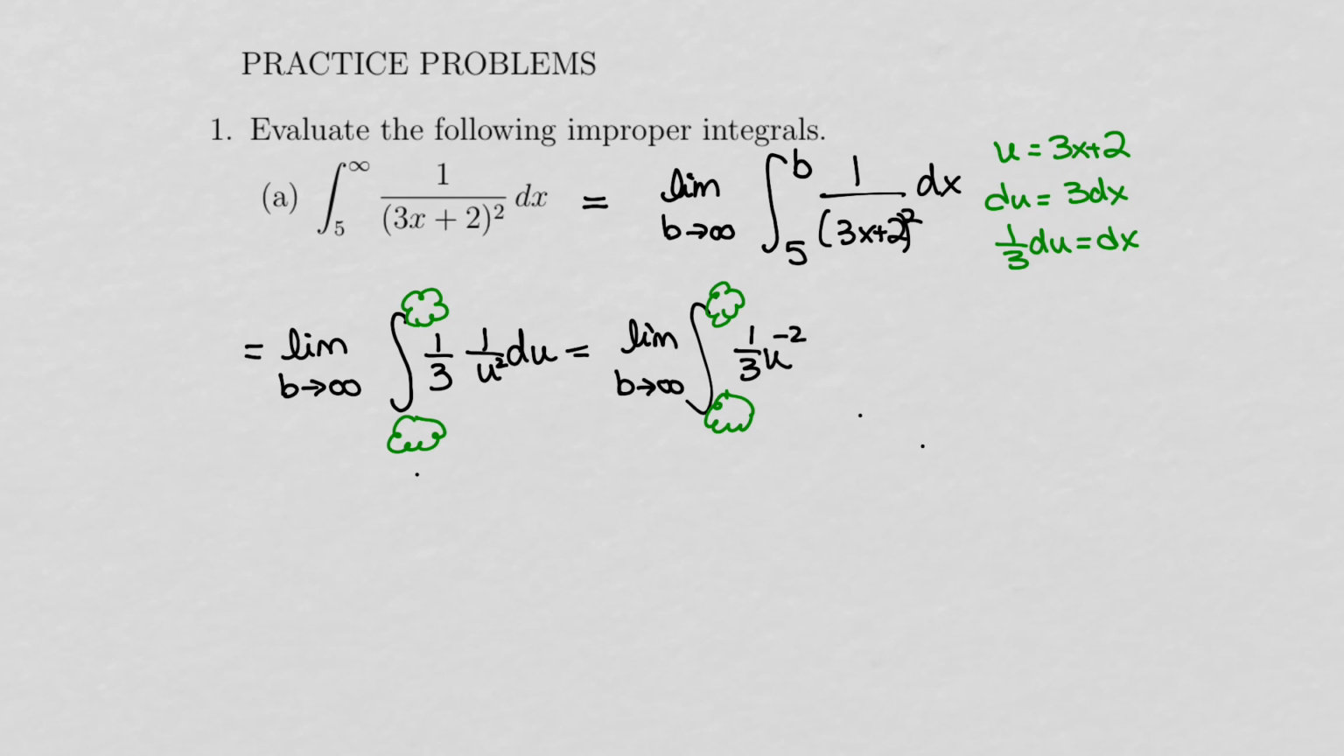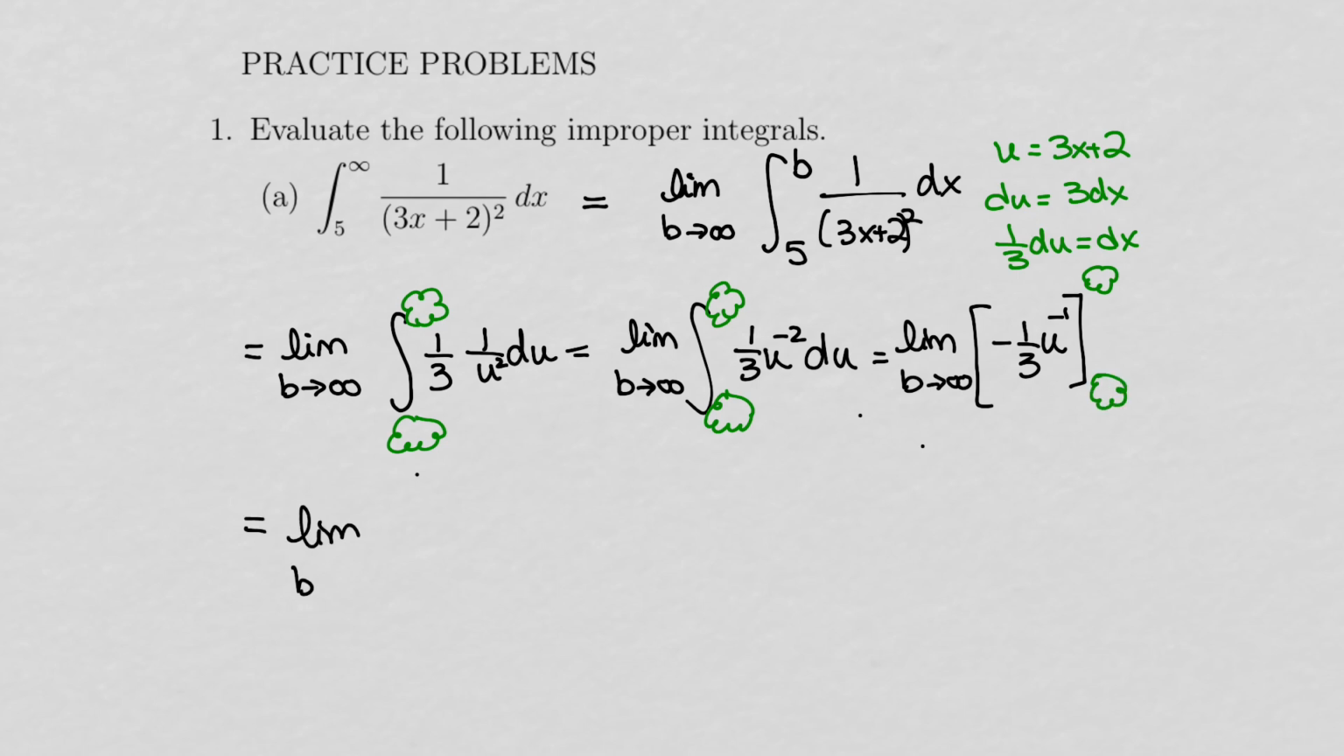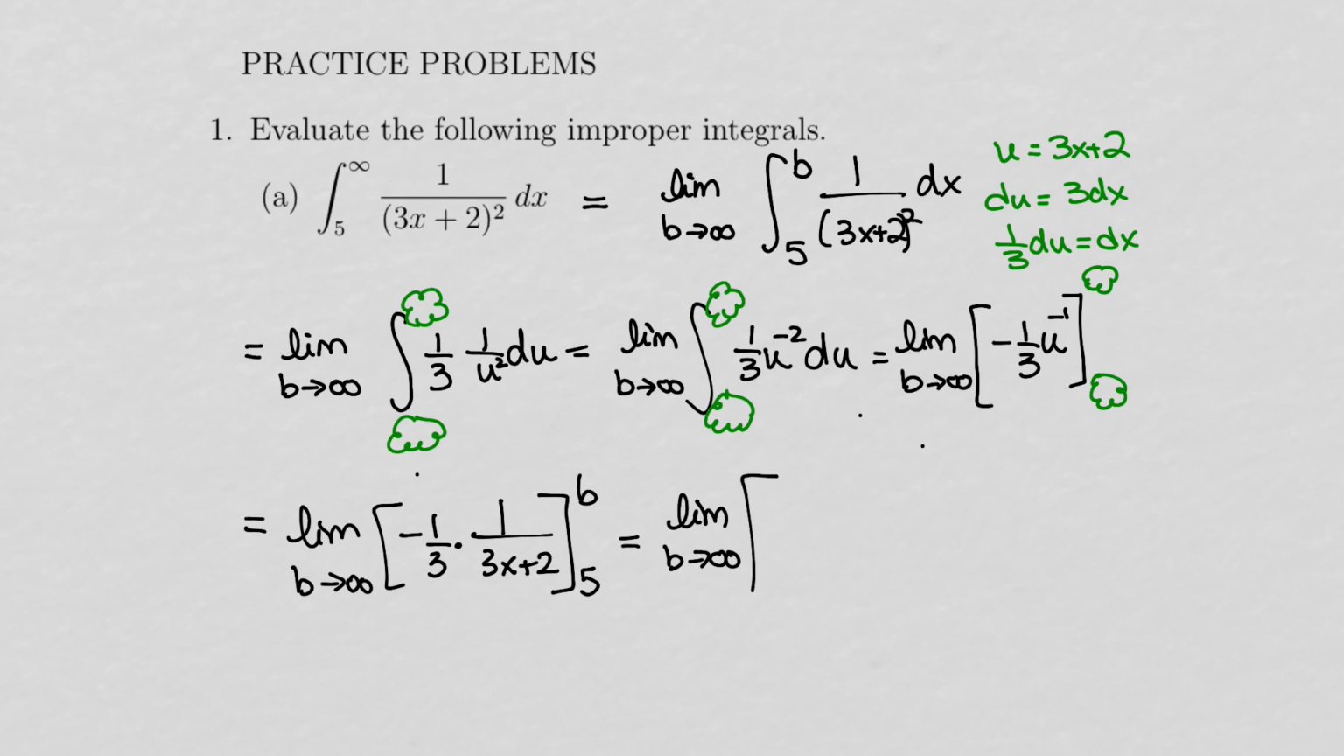This is a -2. This is easy, right? We've got the limit as b goes to infinity, and you got -1/3 u to the -1, right? And then when you replace your u with the x, that's when we can stick those limits back on, because now we've got our x's back. Let me see if you're getting the same thing I'm getting.